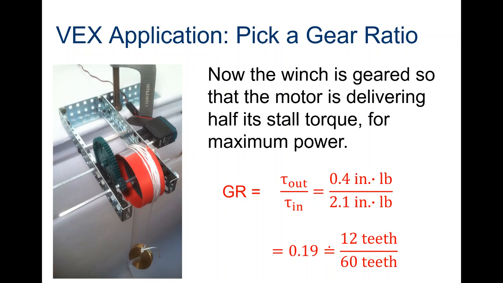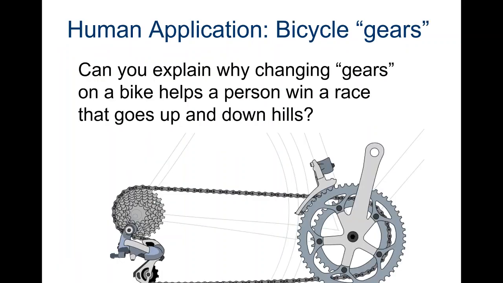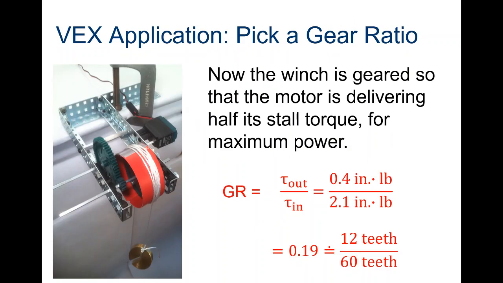So now they've changed the picture. You see that they put the smaller 12 teeth on the shaft with the drum, and then they put the larger 60 tooth gear on the motor shaft. So that's the input. 60 is the input, and 12 is the output. That 12 is on the same axle as the drum that lifts the weight. So now the winch is geared, so the motor is delivering half its stalled torque for maximum power.